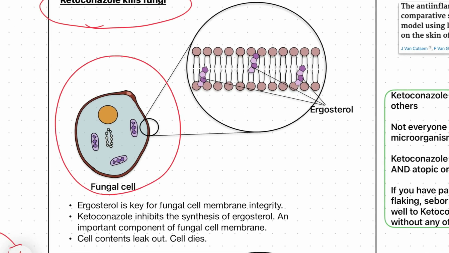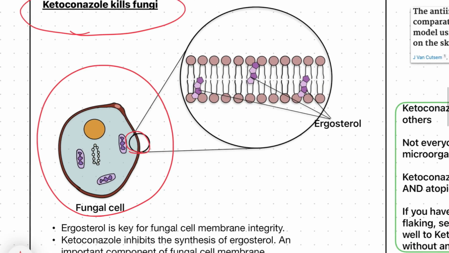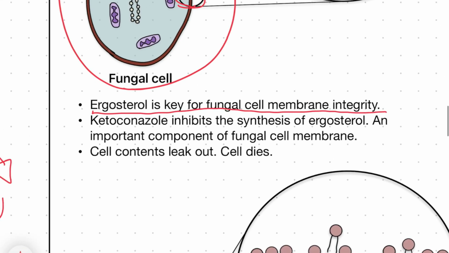So if we look at a fungal cell, and specifically if we look at the cell membrane, we can see that the cell membrane contains these molecules called ergosterol. And ergosterol is key for fungal cell membrane integrity. And so what ketoconazole does is it kills fungal cells by targeting ergosterol.